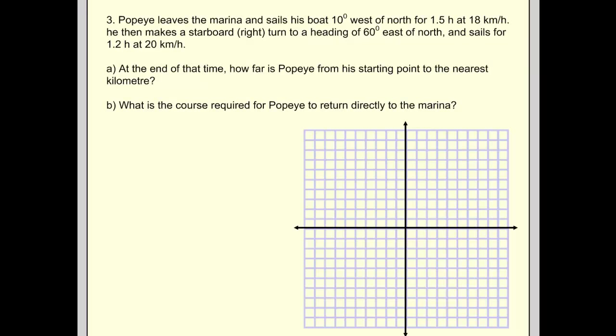Okay, so I'm going to leave you with this example that I want you to try at home tonight and bring to class tomorrow. Popeye leaves the marina and sails his boat 10 degrees west of north for 1.5 hours at 18 kilometers per hour. He then makes a starboard, or right, turn to a heading of 60 degrees east of north and sails for 1.2 hours at 20 kilometers per hour. At the end of that time, how far is Popeye from his starting point to the nearest kilometer, and what is the course required for him to return directly to the marina?